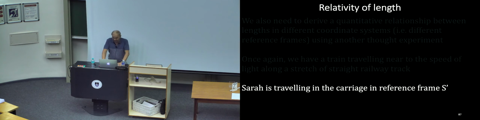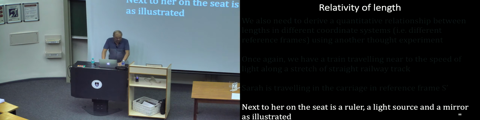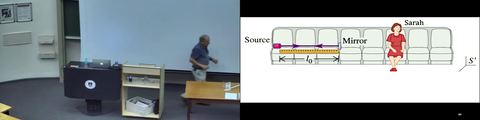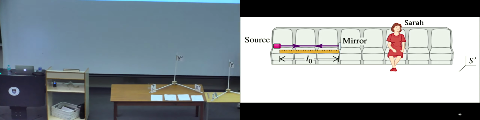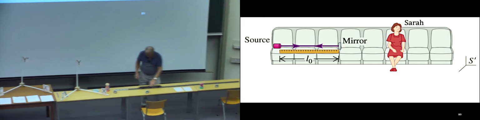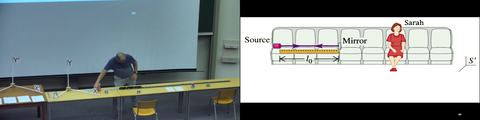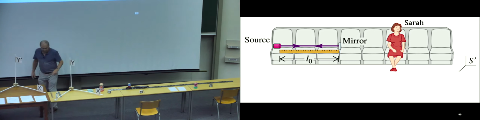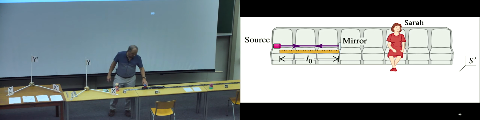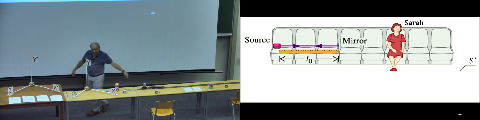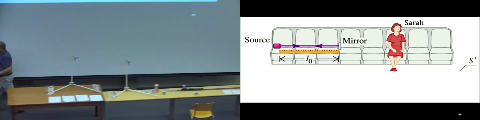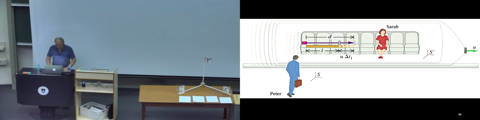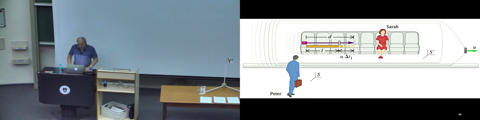Sarah's in the carriage with a reference frame S. And next to her on the seat, she's got a ruler. Okay, so now she's traveling in this thing. We'll call this Sarah. Here we go. And she's going to measure the length of that ruler as she travels. Now, like she has proper time where she is, she has proper length as well. She can go at any speed she likes. The length of the ruler, as far as Sarah is concerned, isn't going to change. But as far as Peter is concerned, it is going to change.